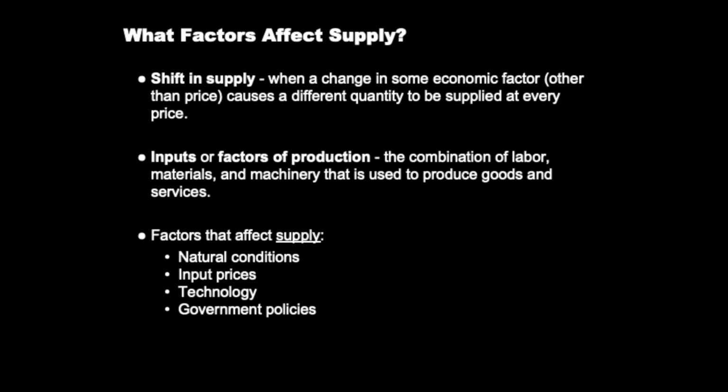What factors affect supply? A shift in supply is when a change in some economic factor other than price causes a different quantity to be supplied at every price. Inputs are factors of production, the combination of labor, materials, and machinery that is used to produce goods and services. Factors that affect supply: natural conditions, input prices, technology, and government policies.